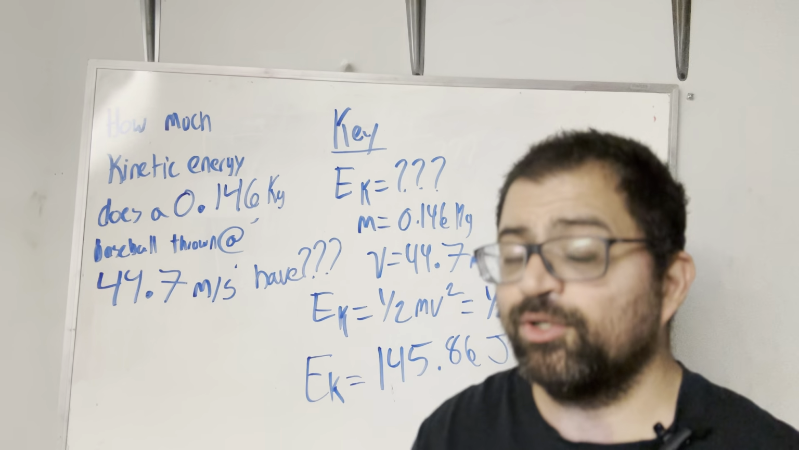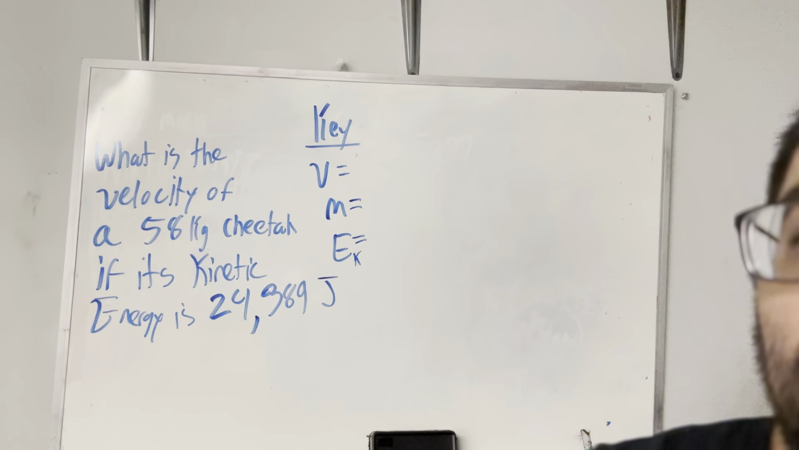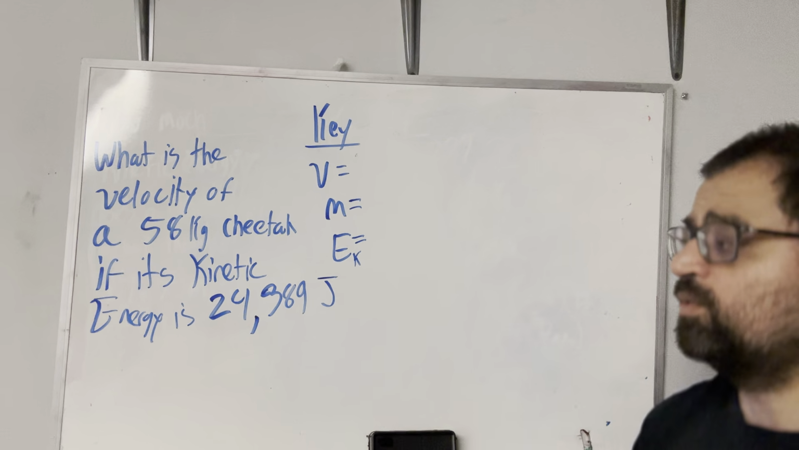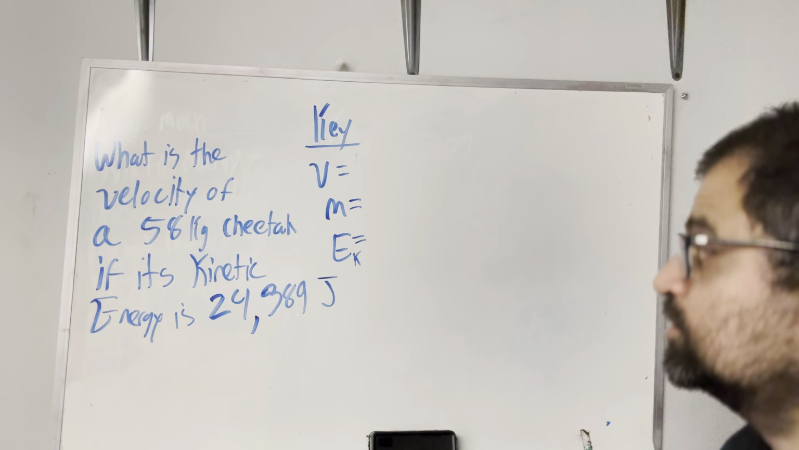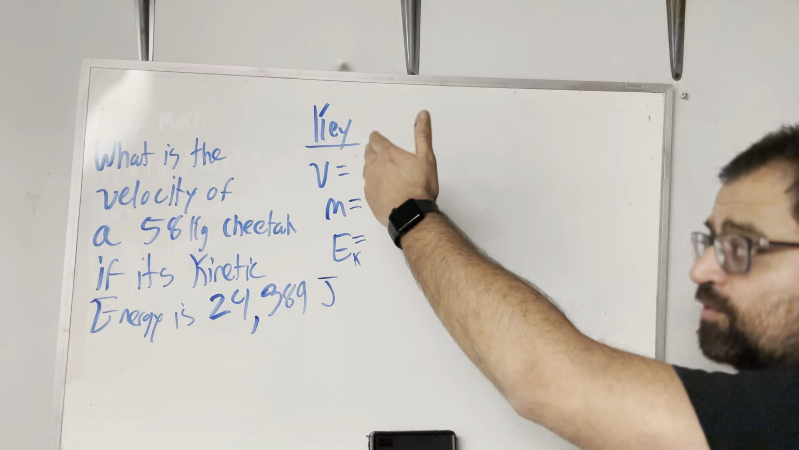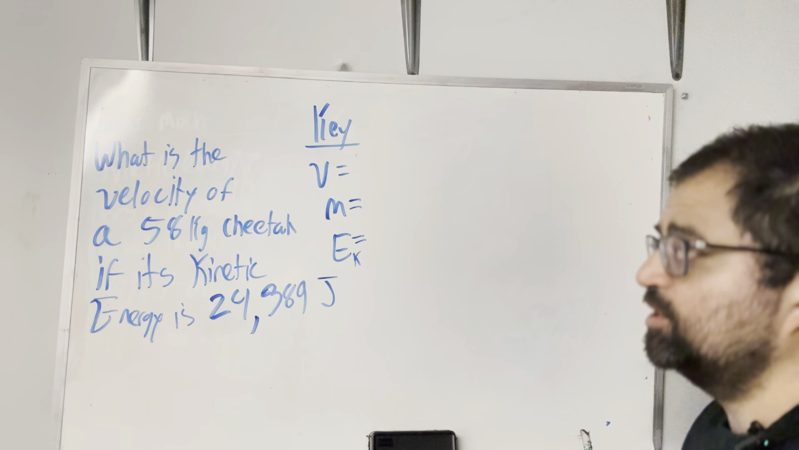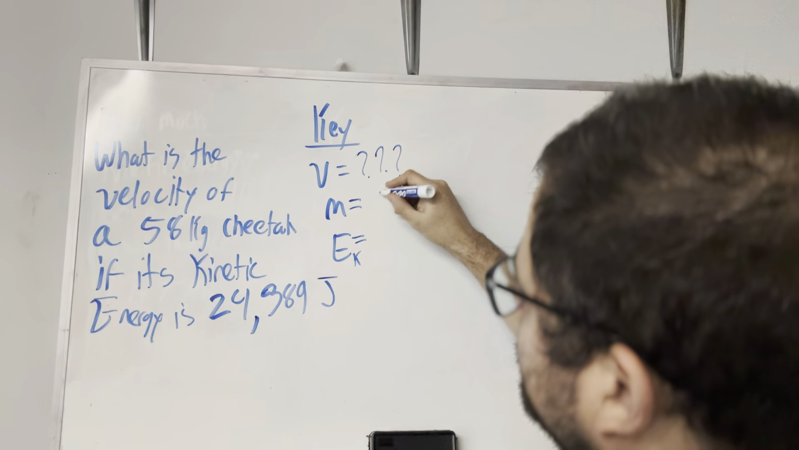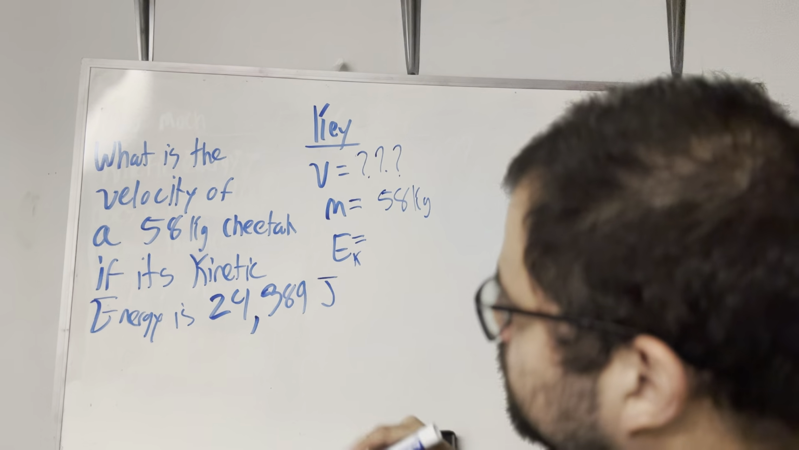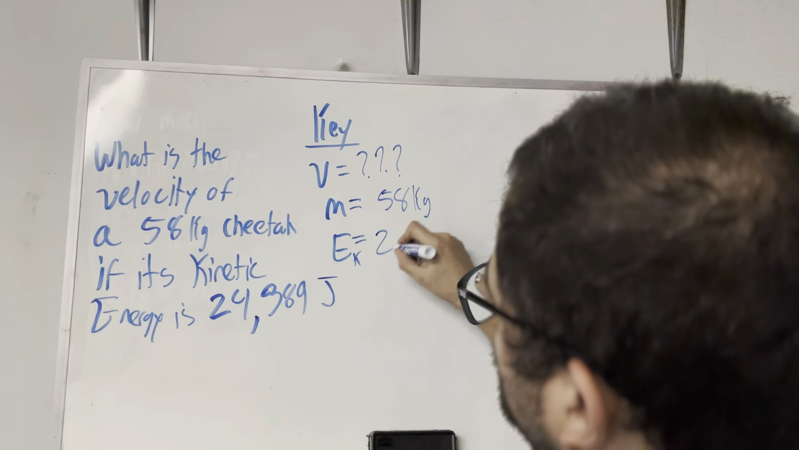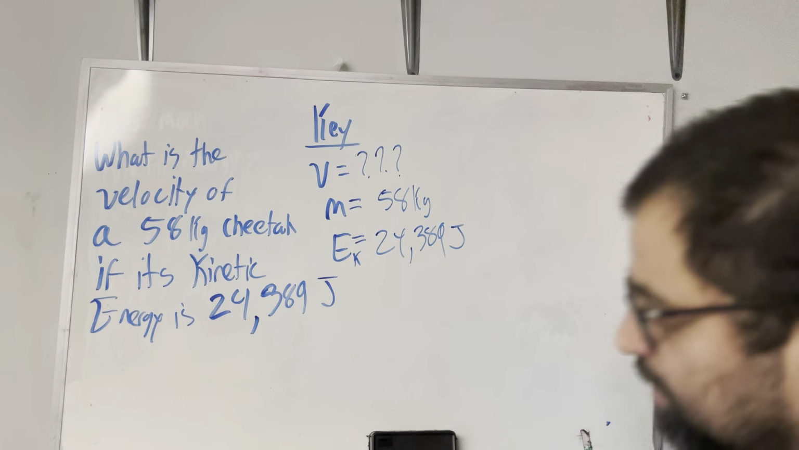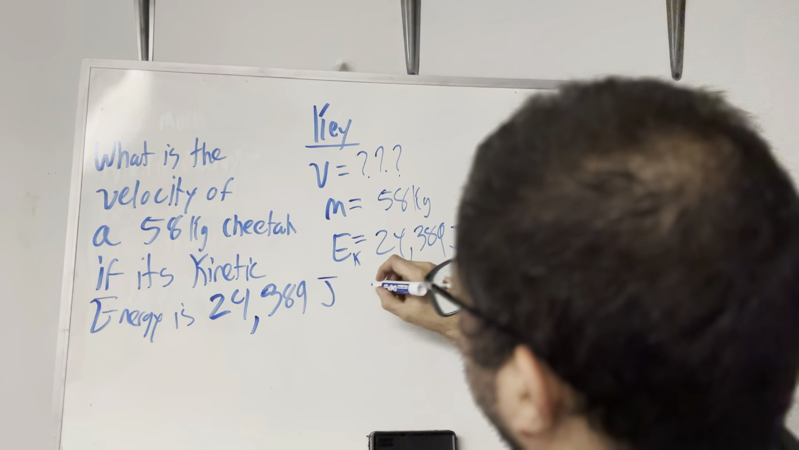Okay, so now we're going to do a second one. Okay, so here's our question. What is the velocity of a 58 kilogram cheetah if its kinetic energy is 24,389 joules? So we make our key. There's your three values, your velocity, your mass, and your kinetic energy. We don't know our velocity, so that's what we're looking for. We have our mass of 58 kilograms and our kinetic energy of 24,389 joules.